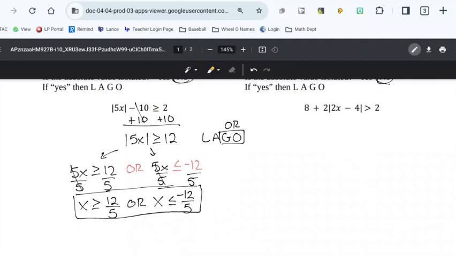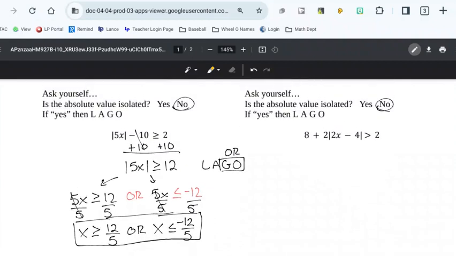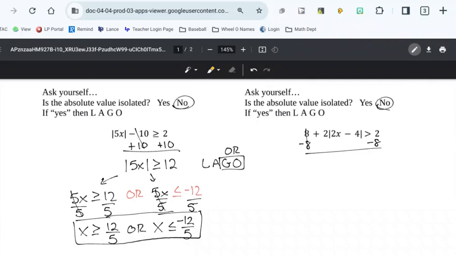All right, let's take a look at the next example. Ask yourself, is the absolute value isolated? And I have it already circled here. The answer is no. We have plenty of things to do to isolate. First of which is to subtract 8 from both sides. And we are left with 2 times the absolute value of 2x minus 4 is greater than 2 minus 8, which is -6.